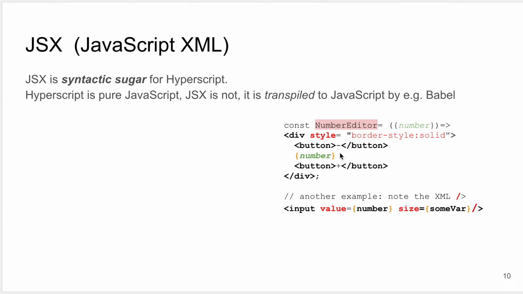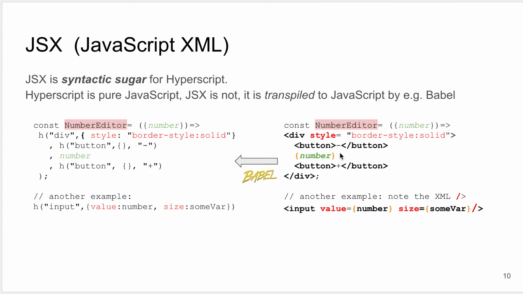JSX was designed for generating hyperscript with a more intuitive syntax. JSX translation to hyperscript is achieved using a transpiler like Babel. With JSX, custom components look even more like new HTML tags.